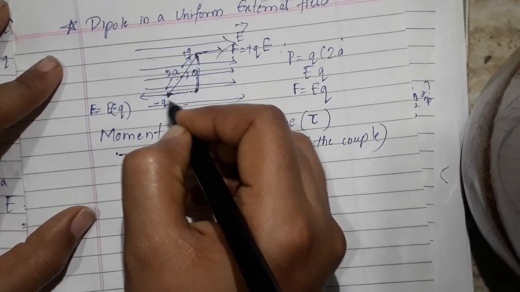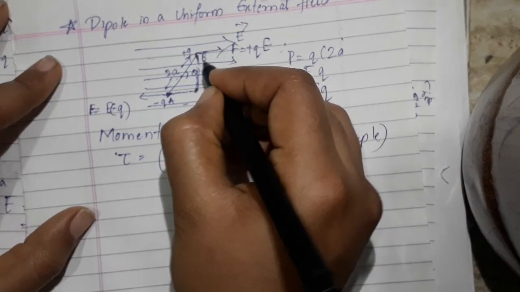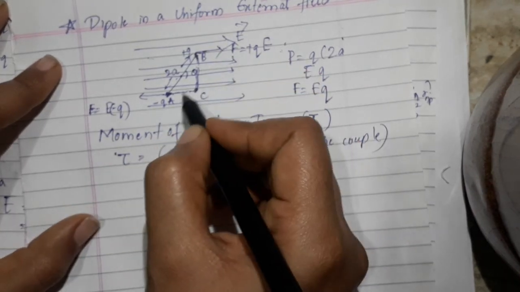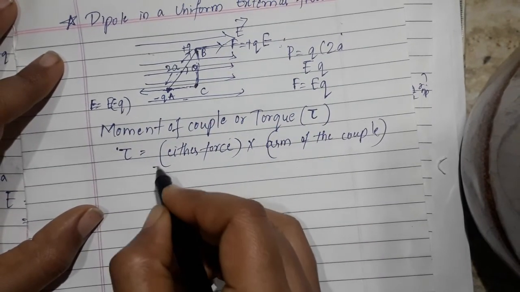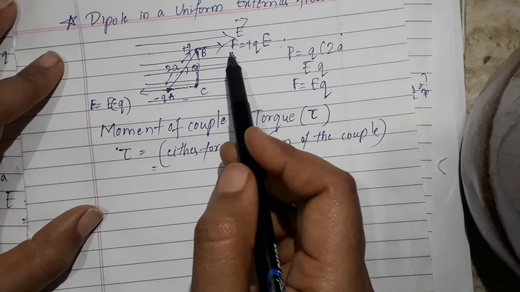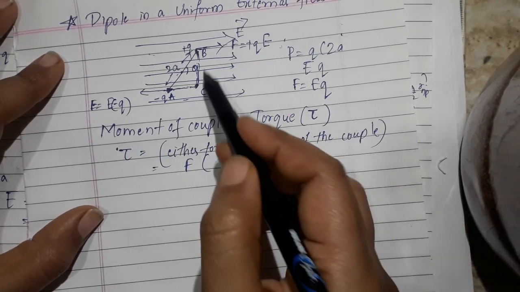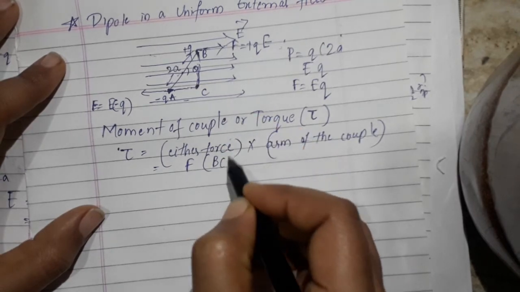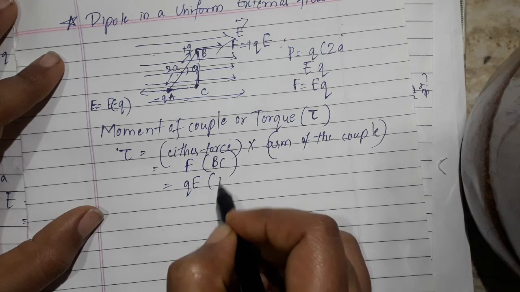Name this point as A, this point as C, and this point as B. BC and AC are the two arms of this torque. Either force, any one of the forces, F equal to EQ or plus EQ, into the arm of the couple. Take this as BC. Then the torque is written as QE into BC.